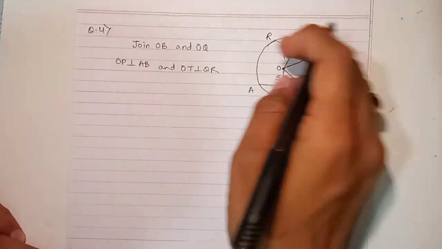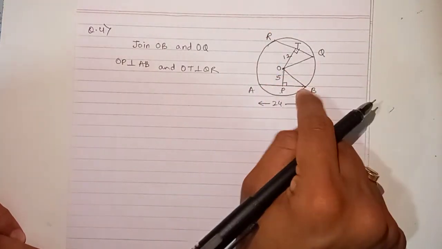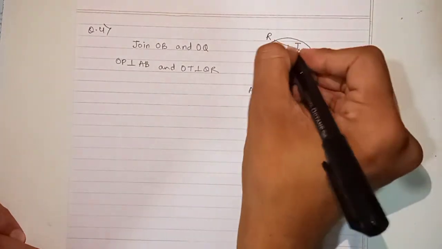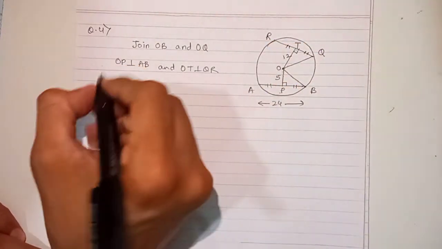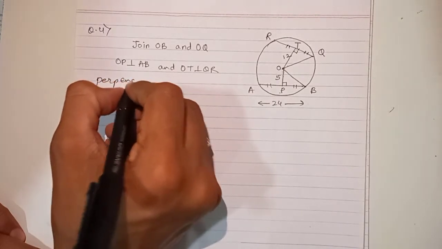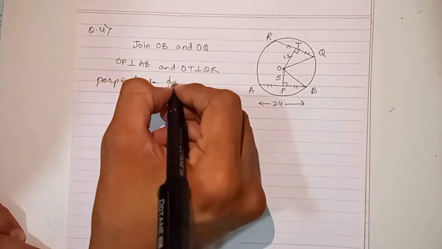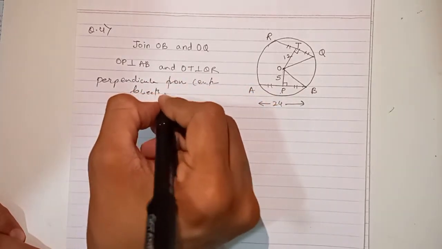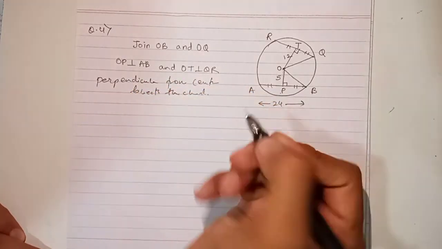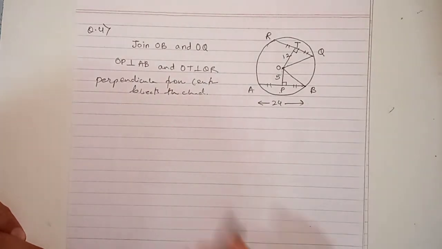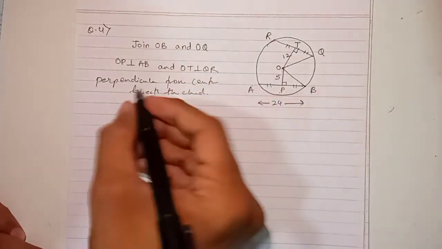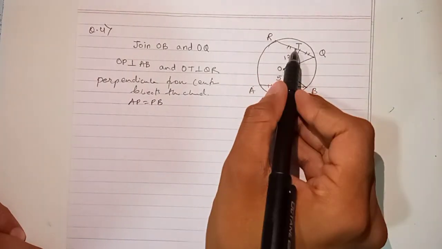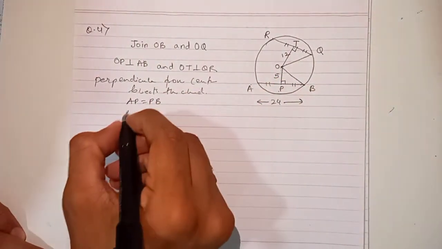If these lines are perpendicular, that means they will bisect the chord. Perpendicular from center bisects the chord. मतलब ये दोनों equal होगा. I'll write the statement. Perpendicular from center bisects the chord. Okay, so that means AP is equal to PB and RT is equal to TQ.